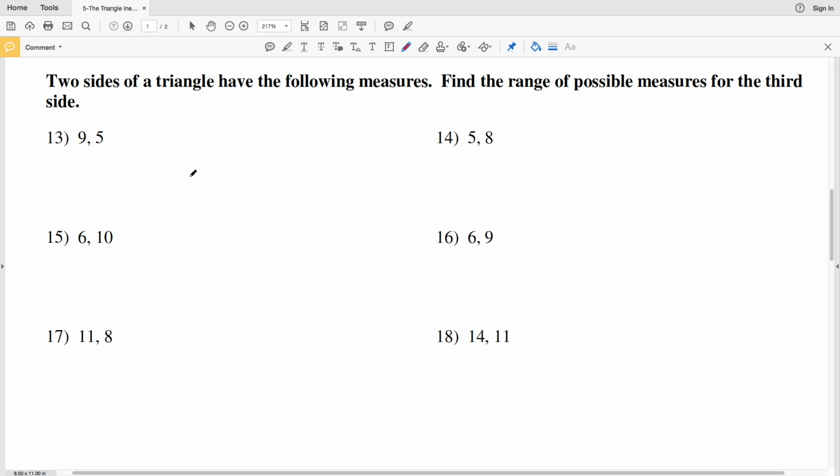In this video, we're going to finish the Triangle Inequality Theorem worksheet on the KutaSoftware website within the geometry section. Our directions for the second part state that two sides of a triangle have the following measures. Find the range of possible measures for the third side.